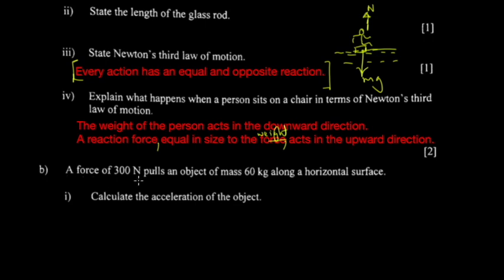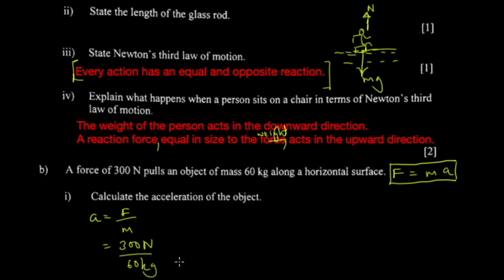Then that's it. A force of 300 newtons pulls on an object of mass 60 kgs along a horizontal surface. Calculate the acceleration. So most people remember force is equal to mass times acceleration. Force is equal to the product of mass and acceleration. So acceleration, by change of subject, is equal to F over m. So here we have 300 newtons divided by 60 kgs.